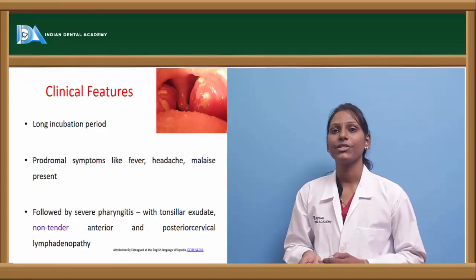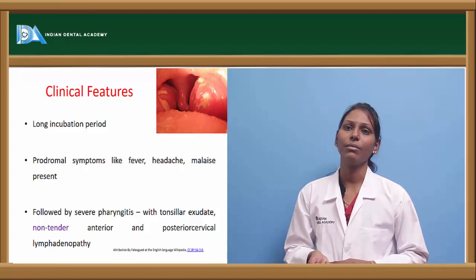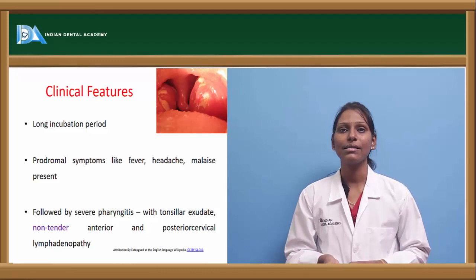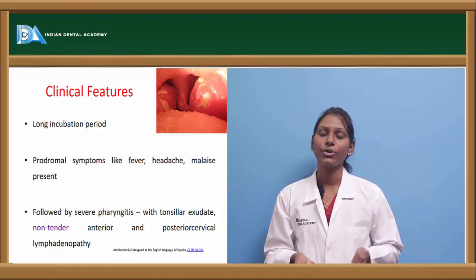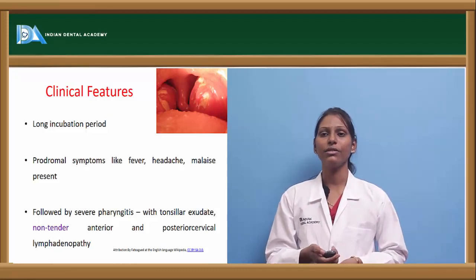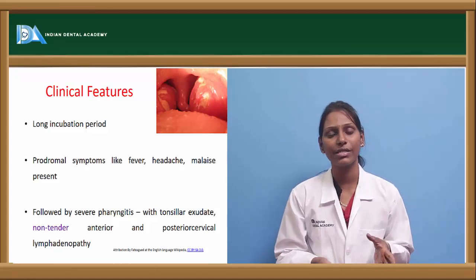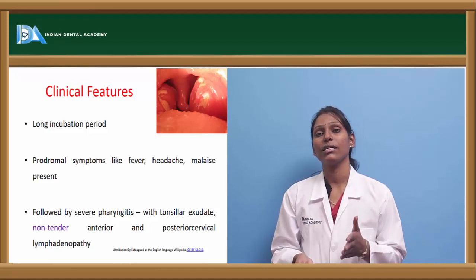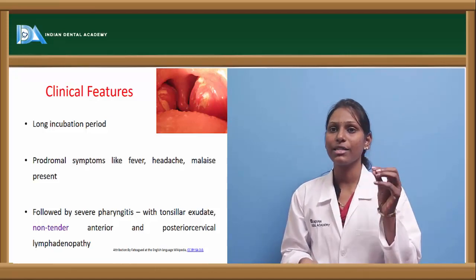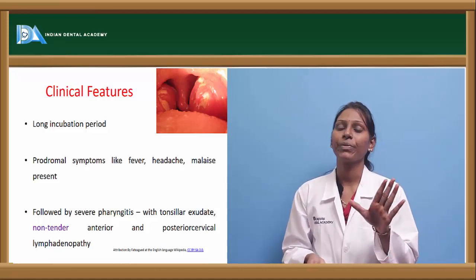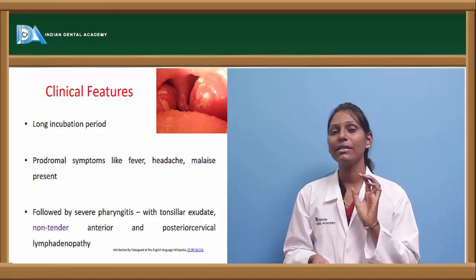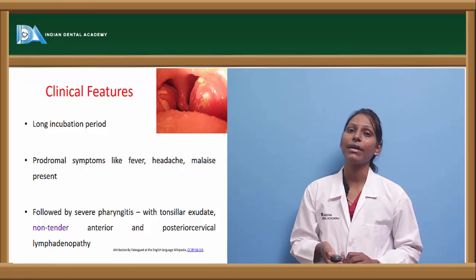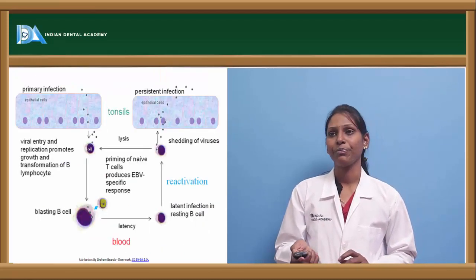Coming to the clinical features, it has a long incubation period. Normally it also has some prodromal symptoms, that is fever, headache, malaise, and other prodromal symptoms can also be seen in this condition. It is usually followed by severe pharyngitis. After fever, these patients will have severe pharyngitis with a tonsillar exudate, that is, pus discharge from the tonsils. Lymphadenopathy is seen, but it is non-tender, especially anterior and posterior cervical lymphadenopathy.